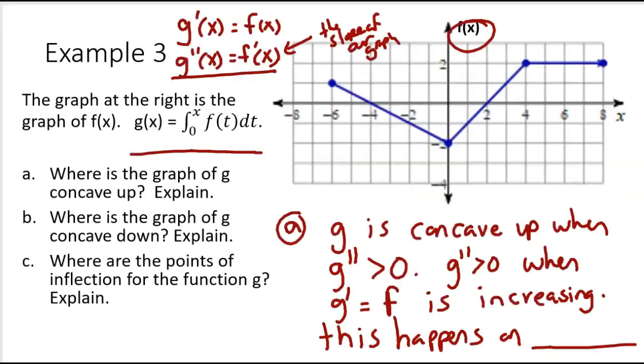So g is concave up when the second derivative is positive. G double prime is positive when g prime, which is the same thing as f, is increasing. So where is this graph increasing? Well, I see it's increasing right here on this interval. In other words, it has a positive slope. And that's from 0 to 4.